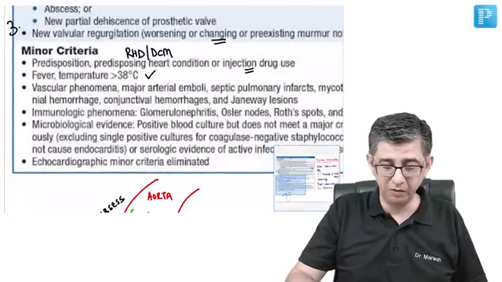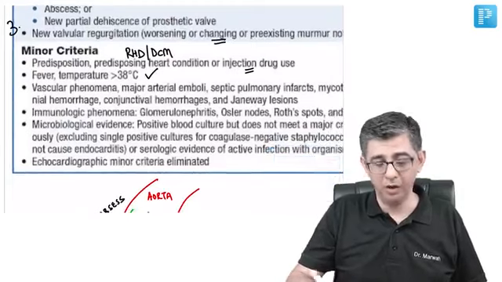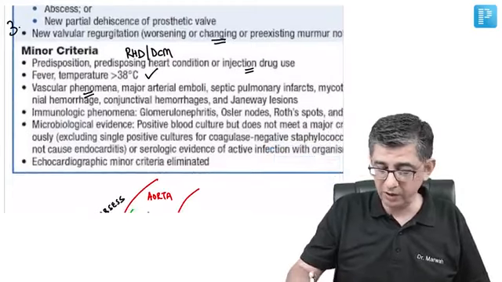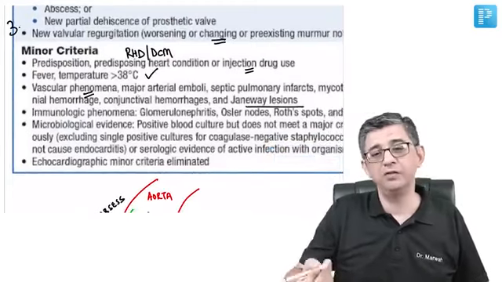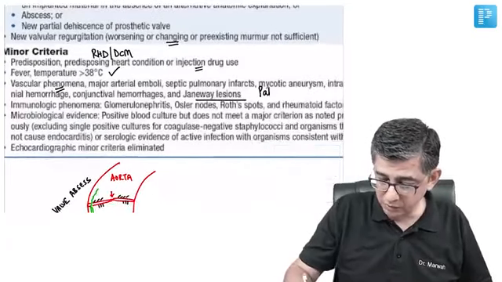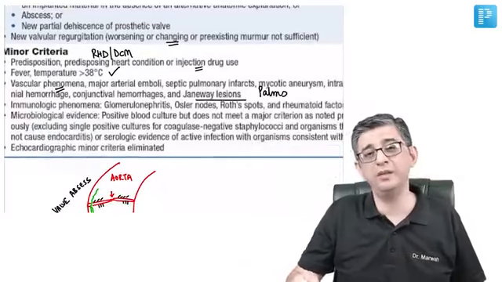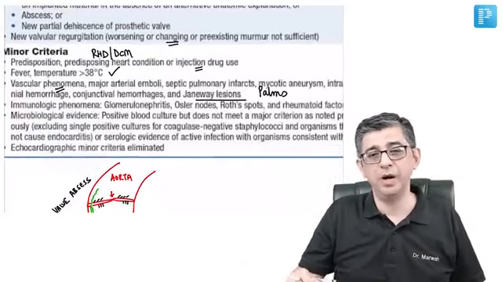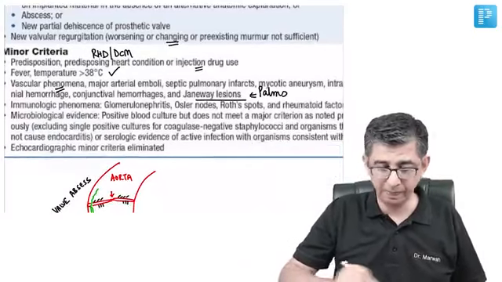The person would be having fever, then vascular phenomenon. One of the important vascular phenomena that they love to ask is the Janeway lesion. And where would you look for these Janeway lesions? In the palms and the soles of the patient, because Janeway lesions are erythematous macules in the palms and in the soles.